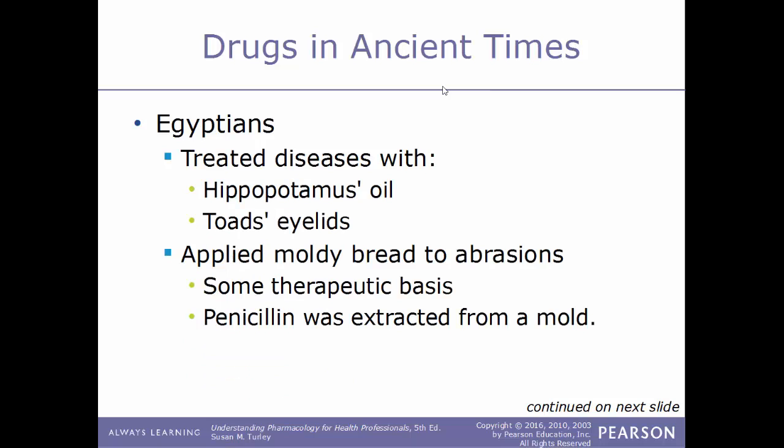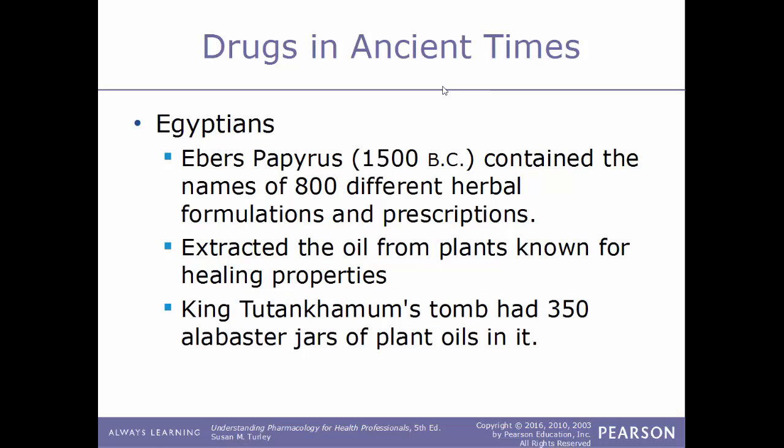And they also would apply moldy bread to abrasions. There is some therapeutic use for this because mold is basically a very crude form of penicillin. Now there's a very well-known document when it comes to pharmacology from this time, around 1500 BC, called Ebers Papyrus. It contained the names of 800 different herbal formulations and prescriptions.